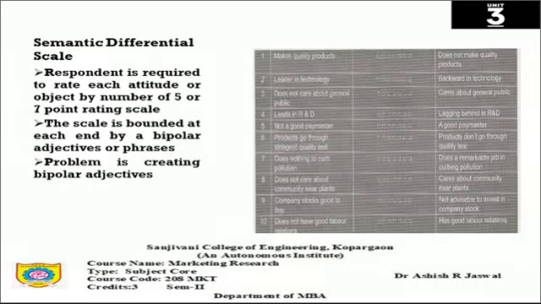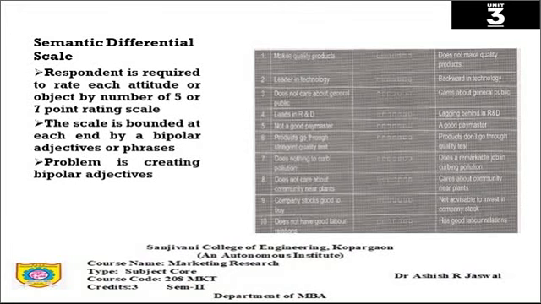If you look at the diagram first, we can clearly distinguish that in the case of the Likert scale, it started with a serial number, a statement, and 5-point scales were written. Here, there are 2 points given, and in between those 2 points there is a scale given. That is what is called a graphical or pictorial representation of a differential scale. The respondent is required to rate each attitude or object on a 5 or 7-point scale. The scale is bounded at each end by a bipolar adjective or phrase.